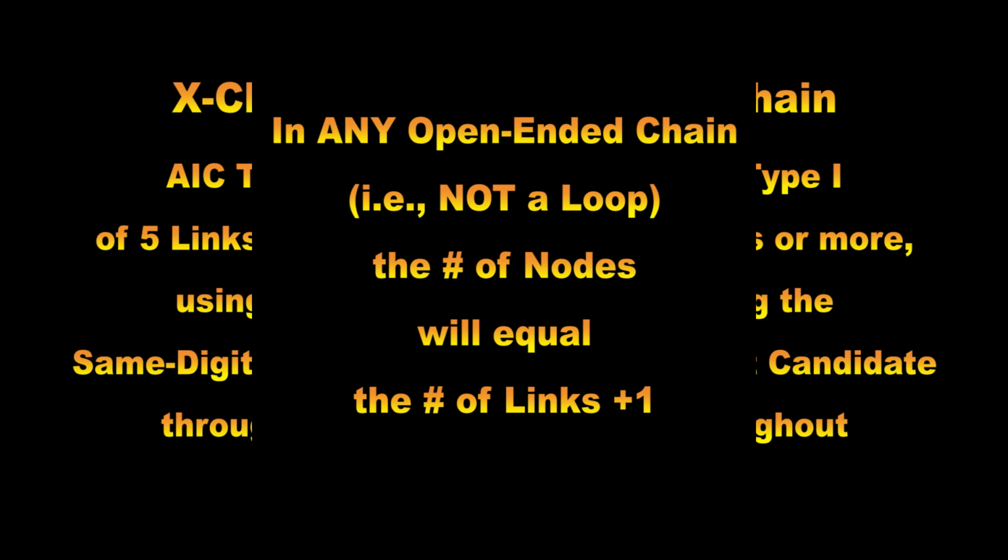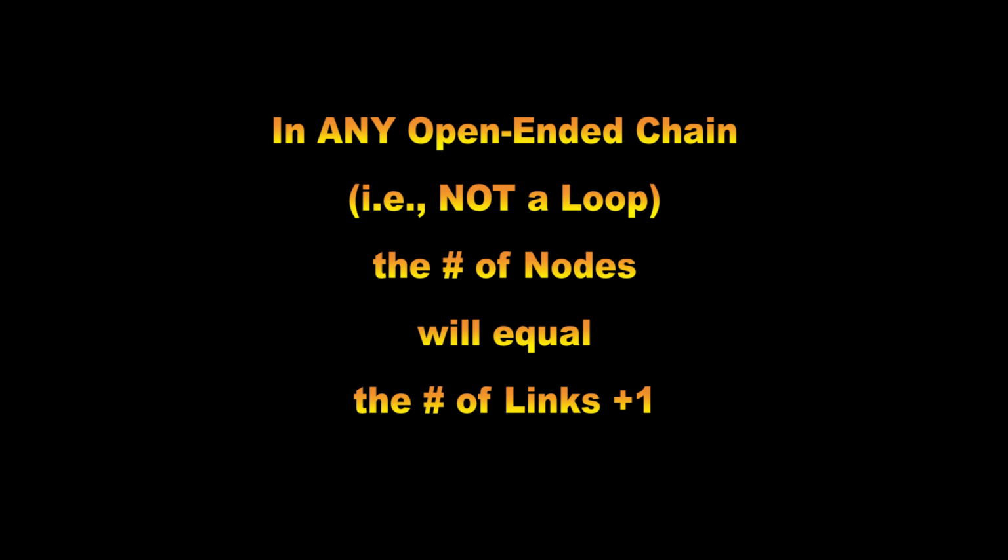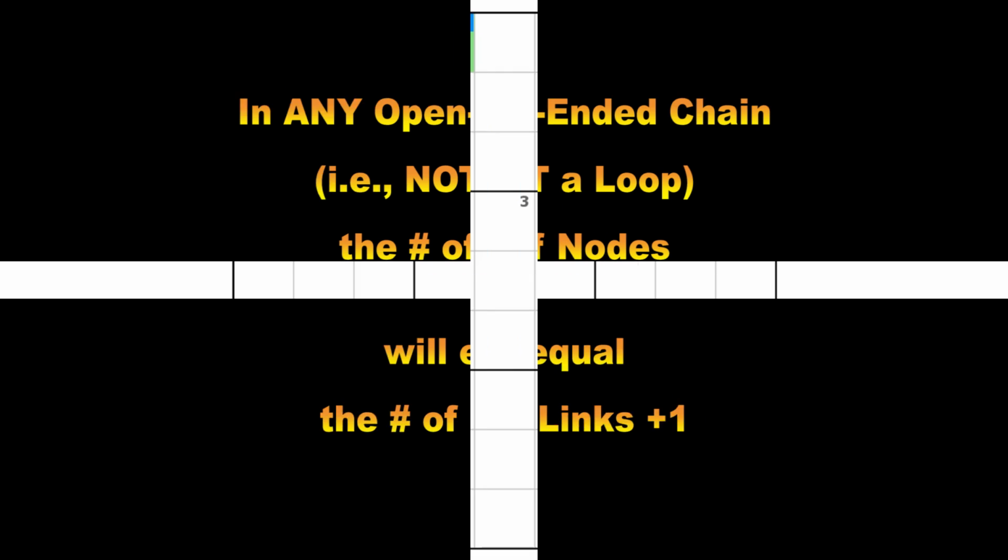And don't forget, if an open-ended chain has 5 links, then there will be 6 nodes or candidates involved. Some people might say a chain like that is of length 6. But I always refer to a chain by the number of links rather than by the number of nodes. So an open-ended 11-link chain will have 12 nodes. The number of nodes will always be equal to the number of links plus 1. Got it? All right, let's go through a couple of hand-drawn diagrams before we get to the real puzzle examples.